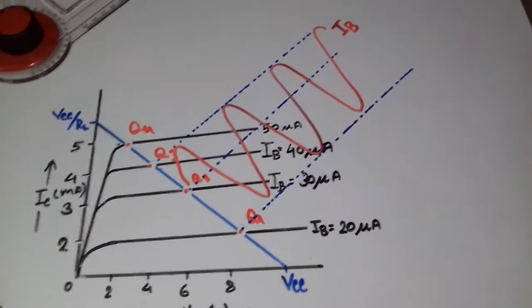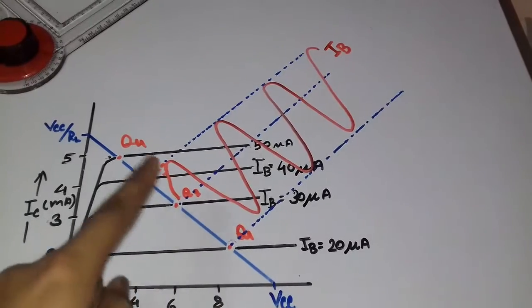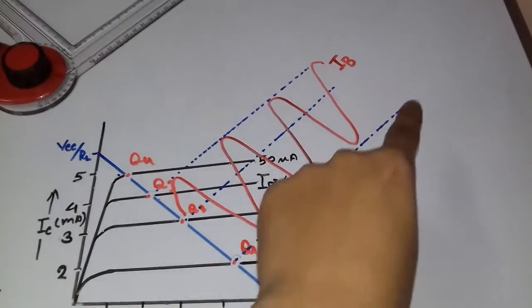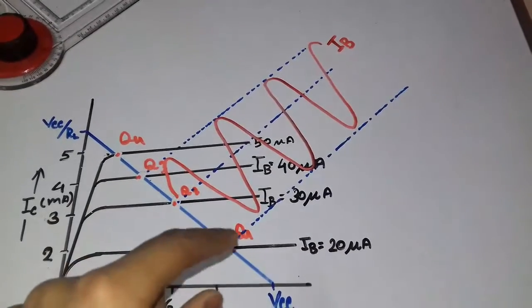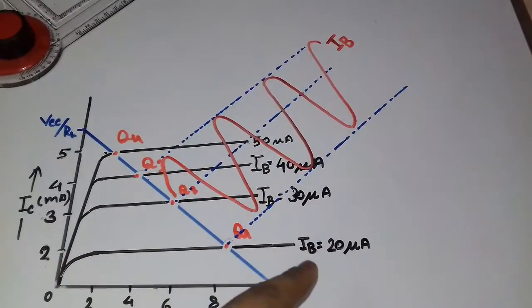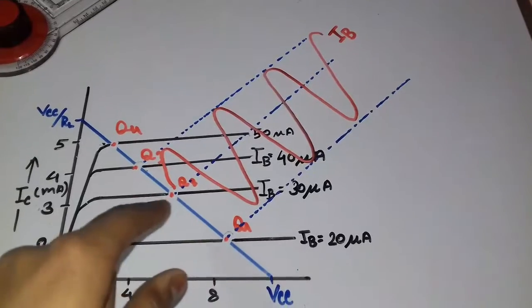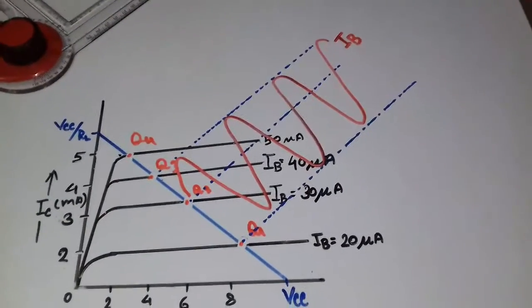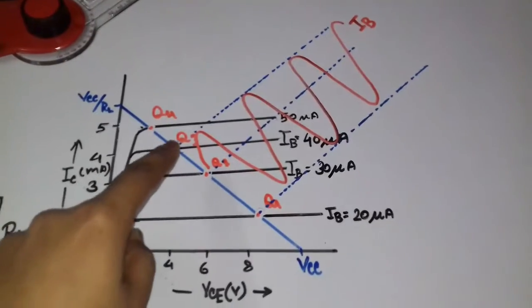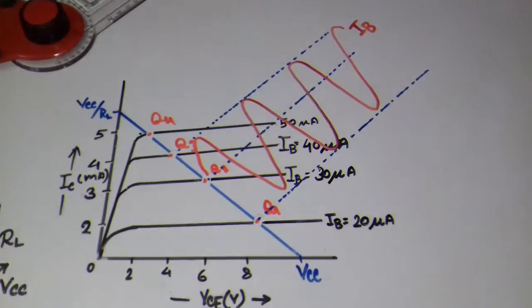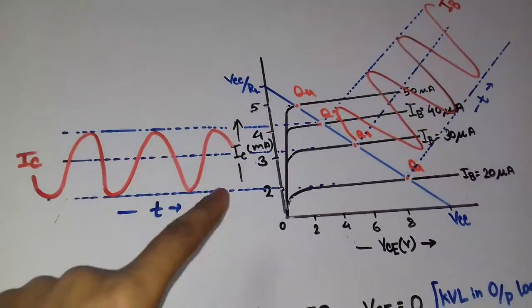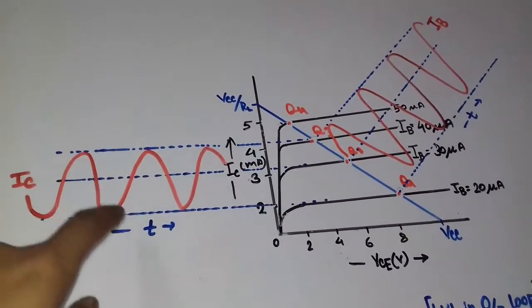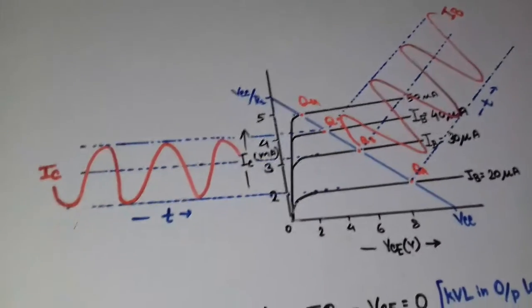This may be called the variation of IB, that is the sweeping of the Q point with respect to time. This may be called the time axis, and with respect to the time axis, the IB is going up and down. So the Q point will also sweep like this and form a sine curve. Now if we project these Q points along the Y axis parallel to the X axis, it will give a curve like this, that is the change of IC with respect to time.